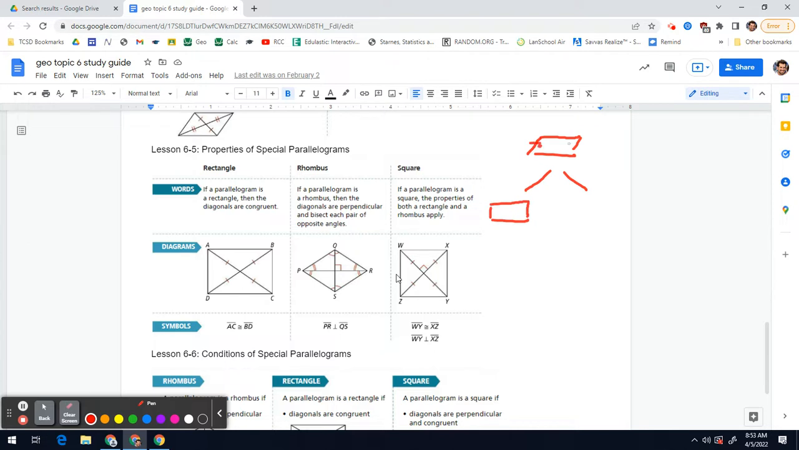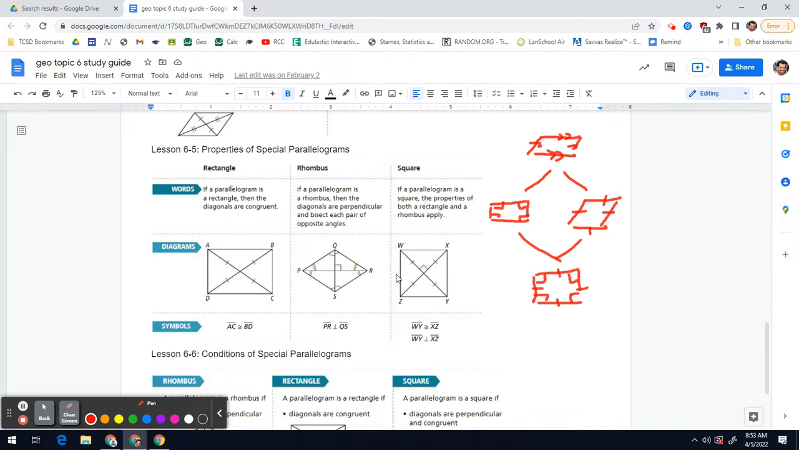So a parallelogram has opposite sides parallel, yes? So a rectangle has 4 right angles. That's what makes a rectangle a rectangle. A rhombus has 4 congruent sides. So it doesn't have right angles, but it has 4 congruent sides, not 2 pairs of opposite sides, but all 4 sides congruent. And if you are both a rectangle and a rhombus, then you are what's called a square, right? Which has 4 right angles and 4 congruent sides. So this is called the hierarchy of parallelograms or quadrilaterals. You will definitely probably see this on the state test.